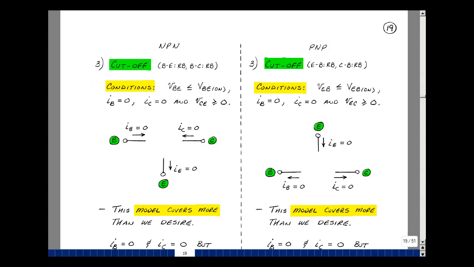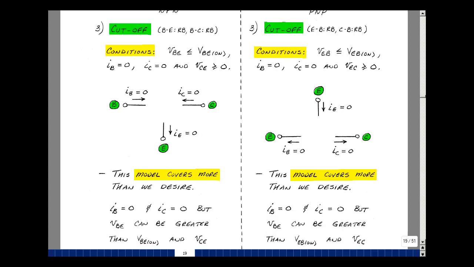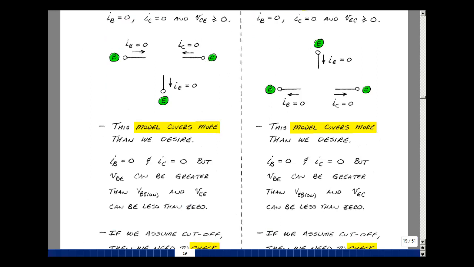For the PNP, same model, but now our currents are in the opposite direction, although they're still equal to 0. I will still need to check the voltage between the emitter and base, that it's less than or equal to the emitter-base turn-on voltage. I have to check that the voltage between the emitter and the collector is greater than or equal to 0. Our assume-state technique: we assume a model, analyze the model in the circuit, and then do the checks. These are shown at the bottom of each of the pages describing the models.